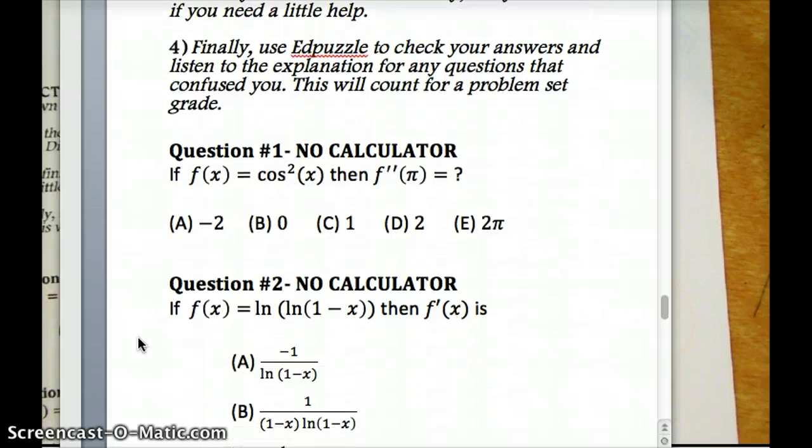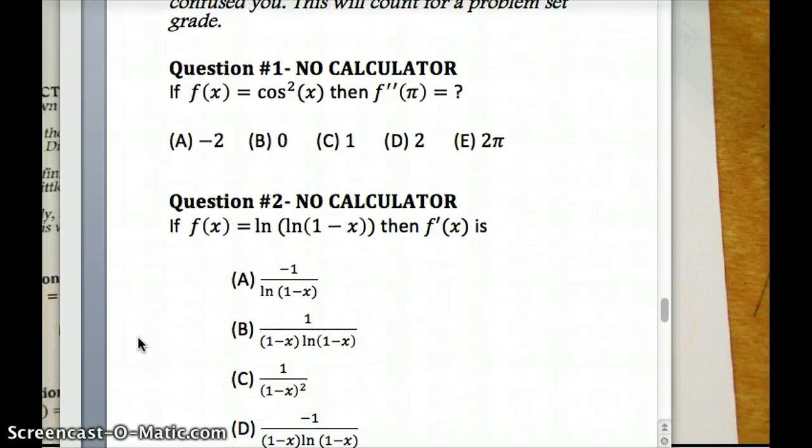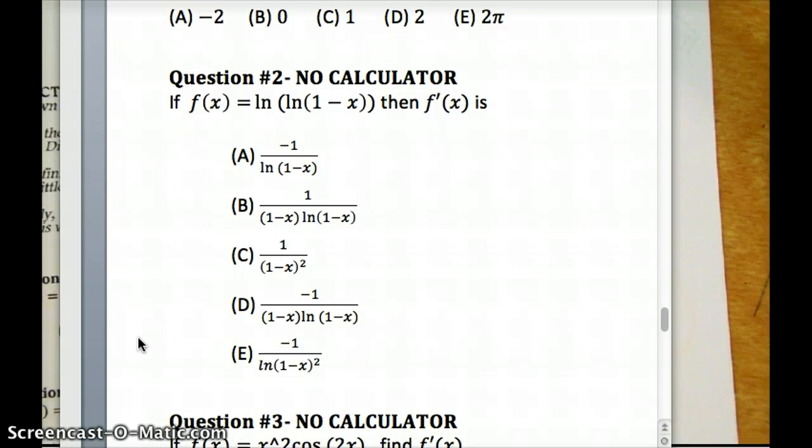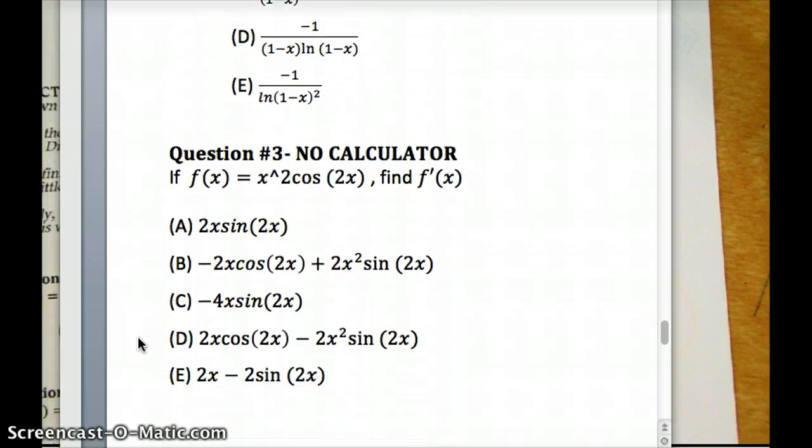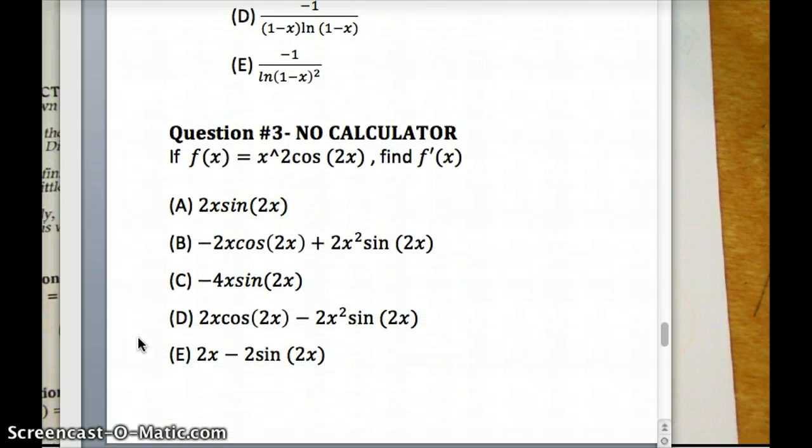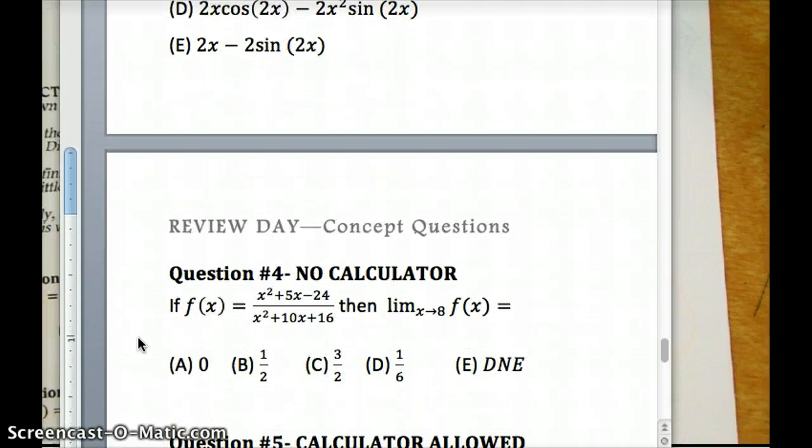Here's questions 1 and 2. Question 4 on the original video, on the original packet, had a typo. Please look at these new answer choices. They will be different than the ones that you have in front of you.